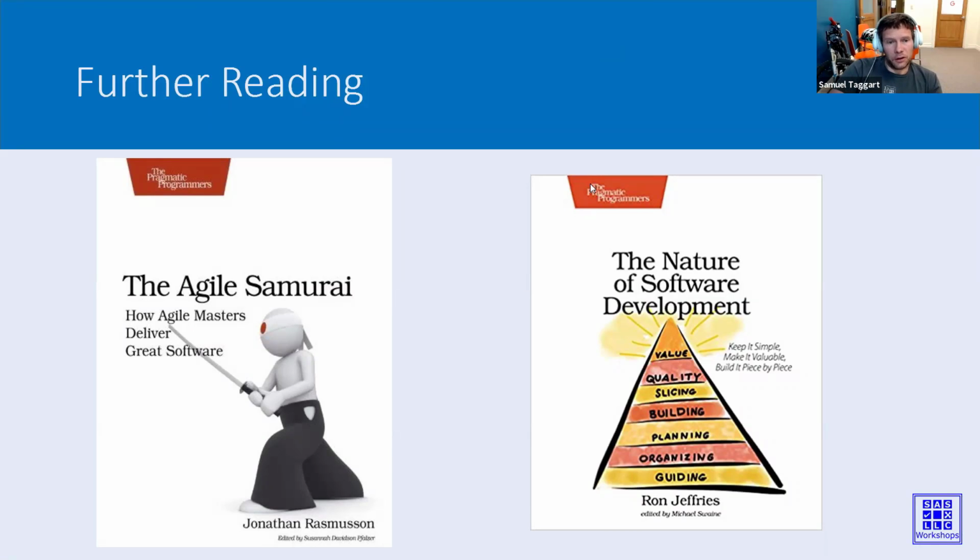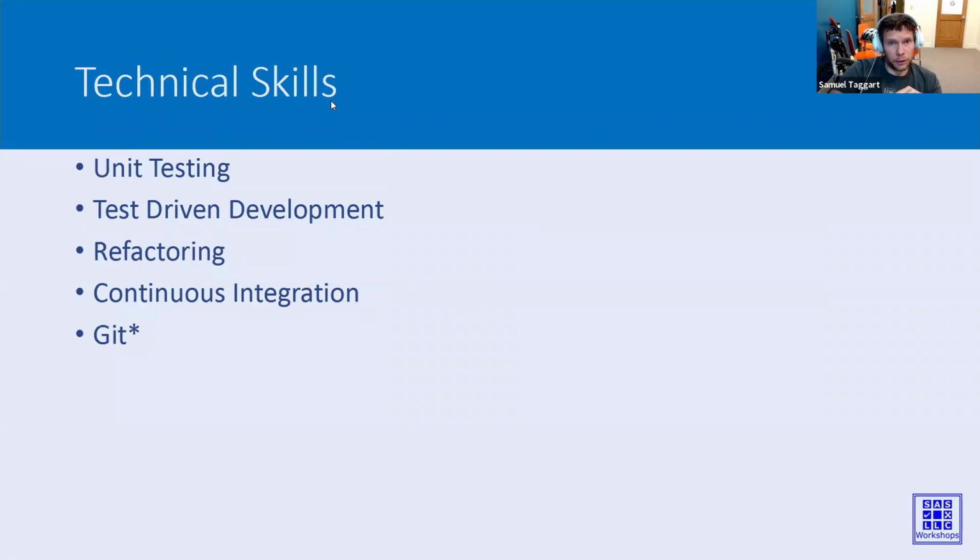I'm going to throw a whole bunch of books out there as we go along, just to give you some further stuff to read about. So the technical skills that we're going to talk about, the first four are the ones that are mentioned in the Agile Samurai book. So there's unit testing, test-driven development, refactoring, and continuous integration. And then I added one at the bottom because source code control and Git, I think, are really important in order to enabling all these other things to happen.